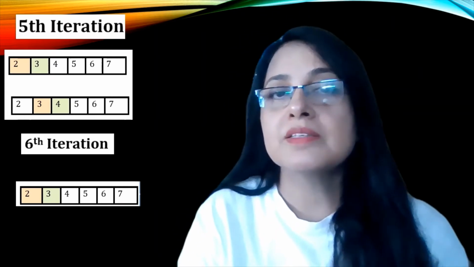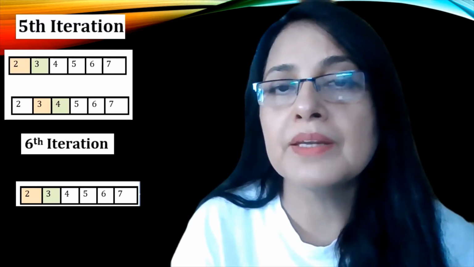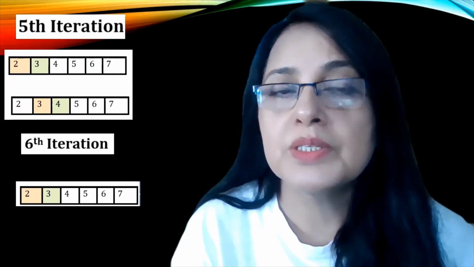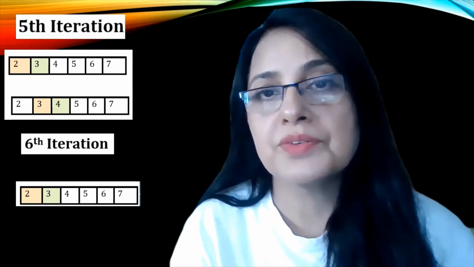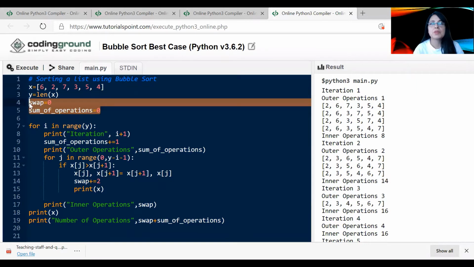And in the last iteration, only index 0 and index 1 are compared, and the list has been sorted at the end of the sixth iteration. We look at the same example with a program. Here we've taken the same list, assigned it to the variable x. We've used a variable y to take the length of x, and we're going to use two variables to keep track of all the operations.